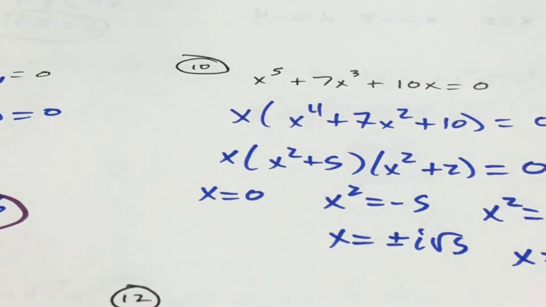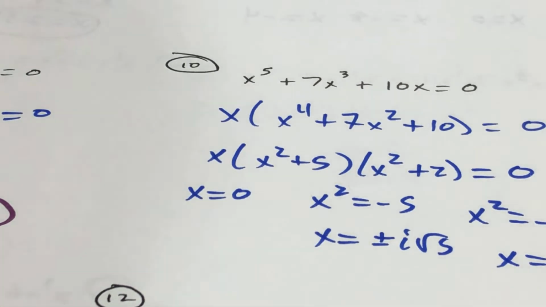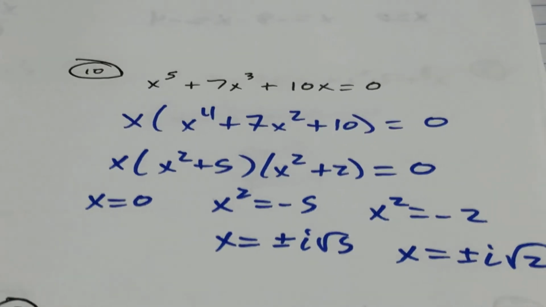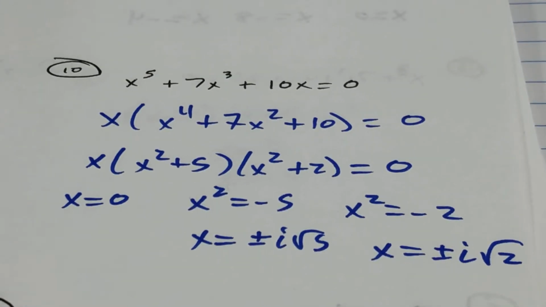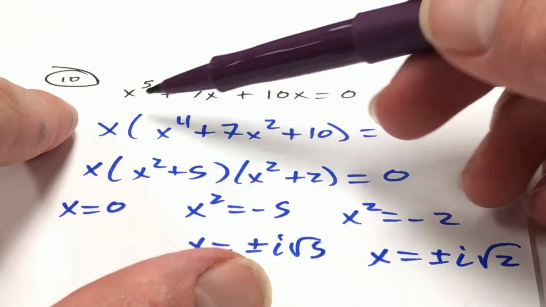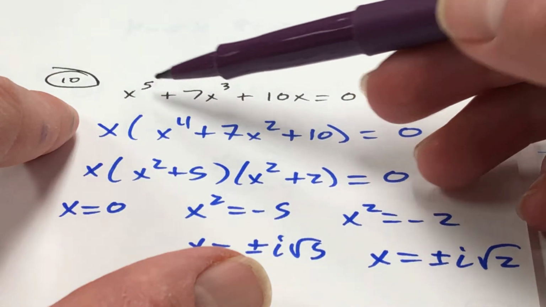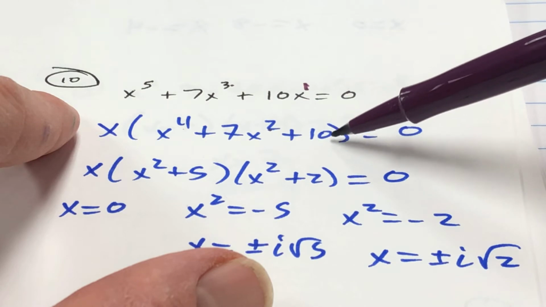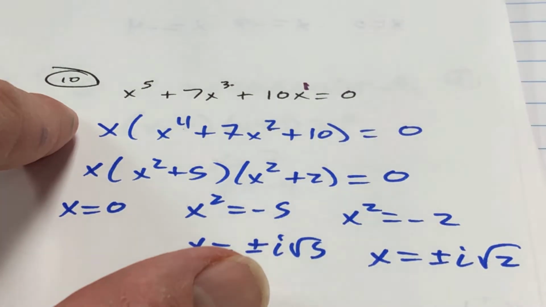Speaking of answers with a bunch of i's, let's take a look at number 10. All those terms have an x in common, so I'm going to factor out the x. When I factor out an x, all those terms lose a power of x. 5 becomes 4, 3 becomes 2, and 10x to the first just becomes 10.